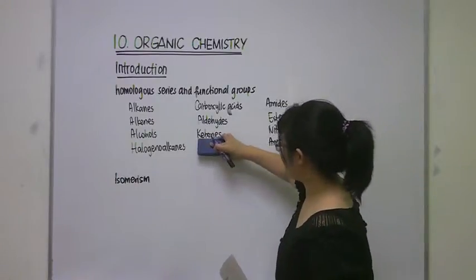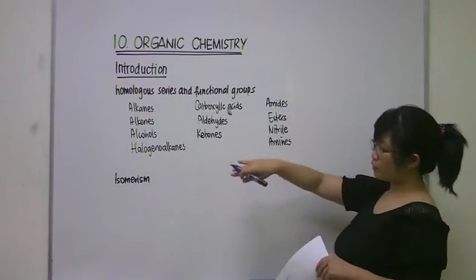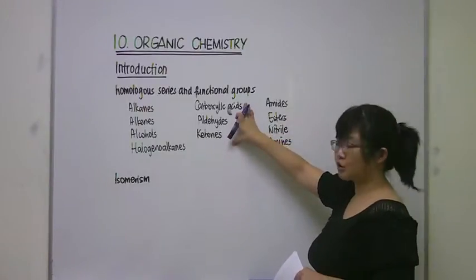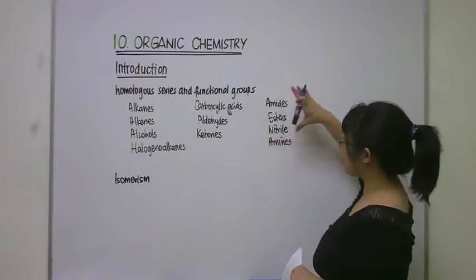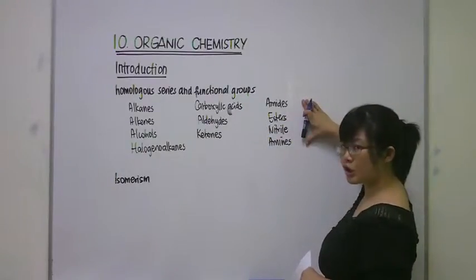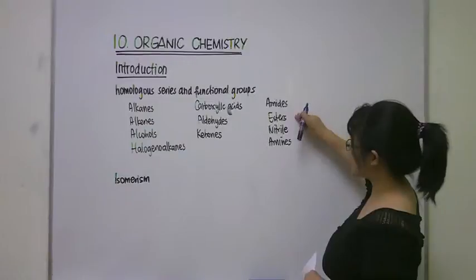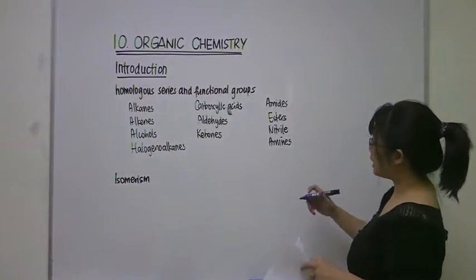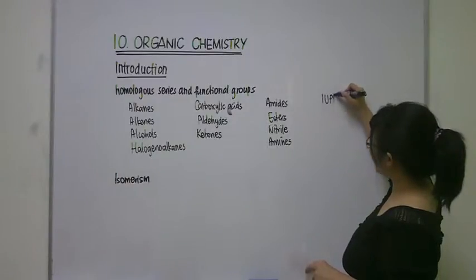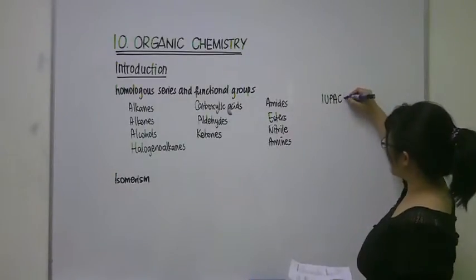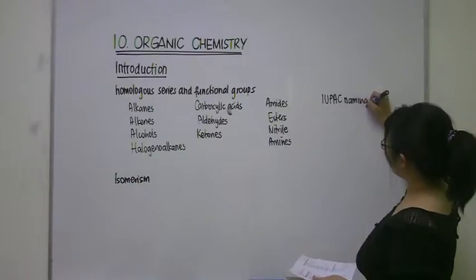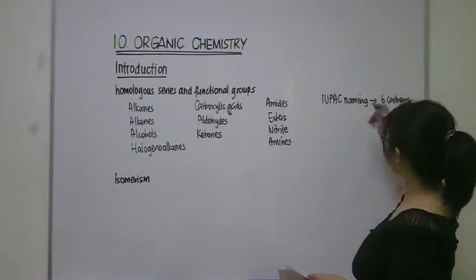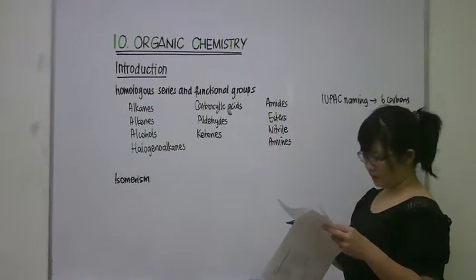So for standard level, they need to be able to name and draw the structures for these 7 functional groups. For the high level, they need to draw the structure and name these 4 additional functional groups. Okay, they need to be able to apply or deduce the IUPAC naming for up to 6 carbon in a chain.